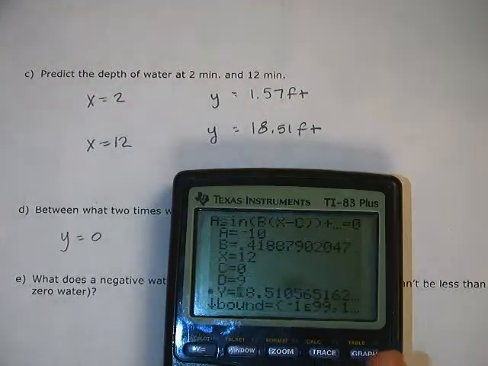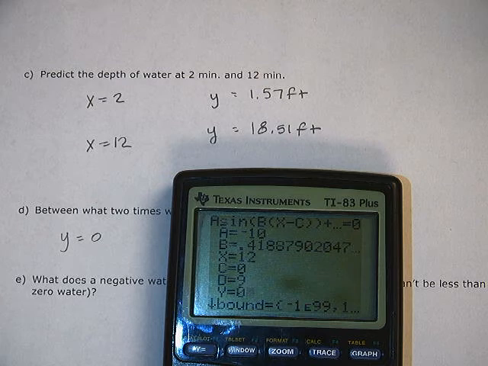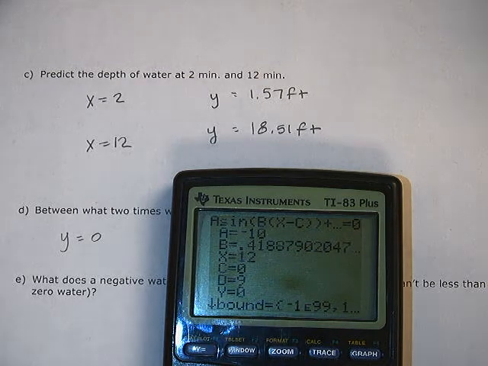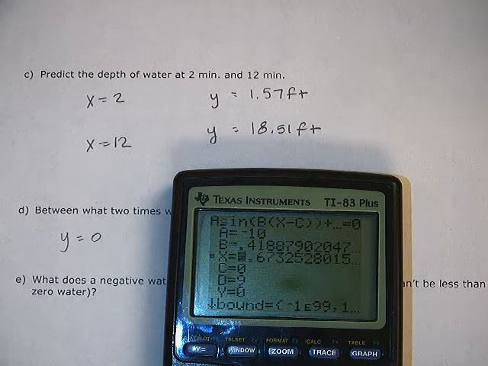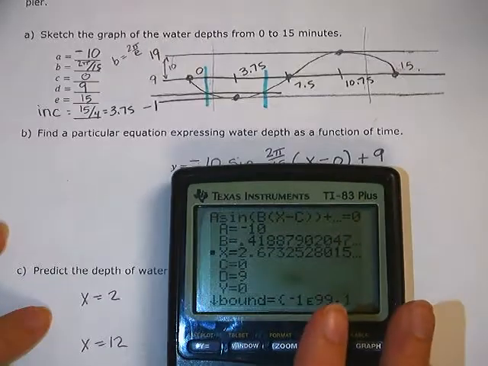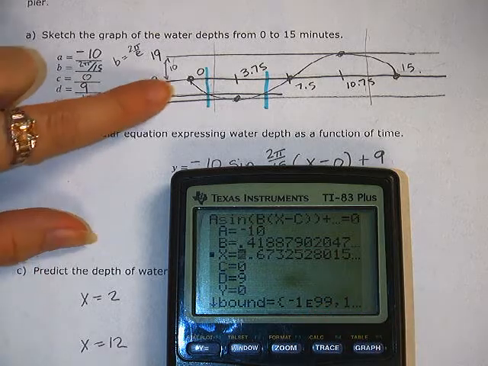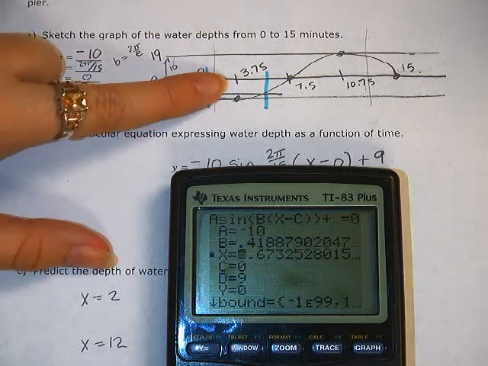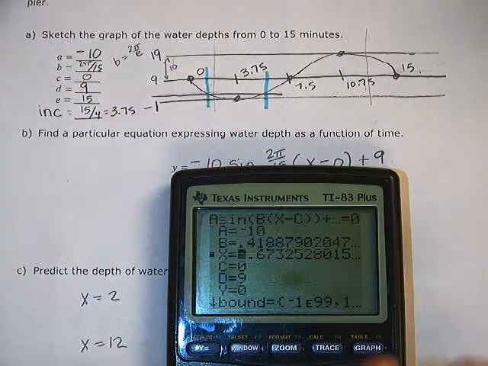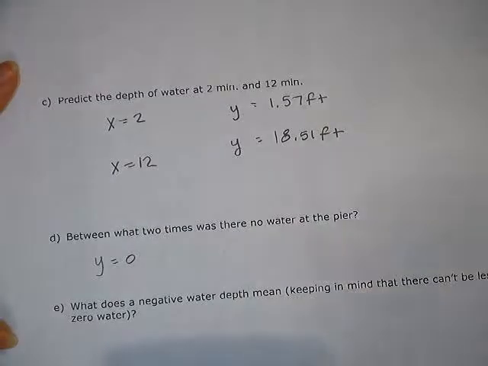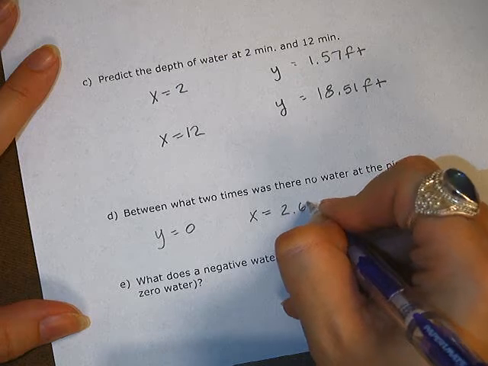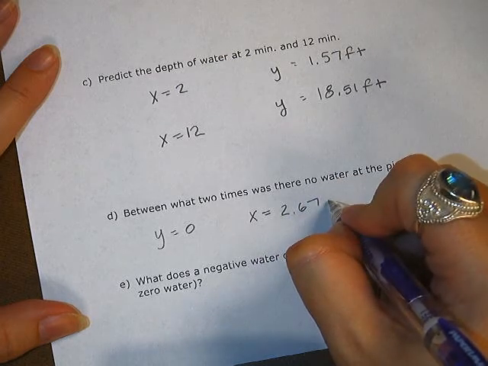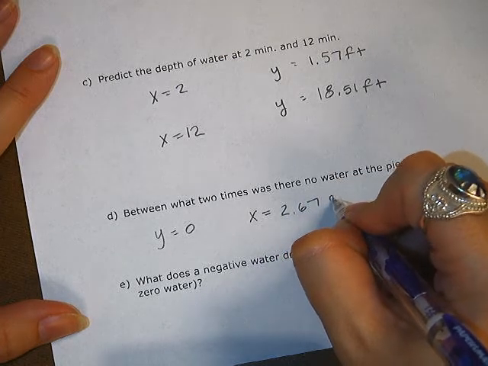So I'm going to go back to my equation editor, put in 0 for y, and I want it to look close to 0 for x. So I'm going to put a 0 there and do the solver. And it says 2.67. Does that look possible here? 2.67, kind of between these two numbers? That looks possible to me. So I'm going to write that down. Minutes.